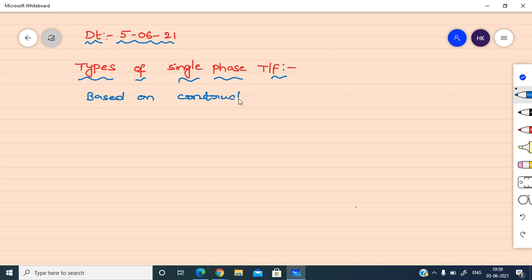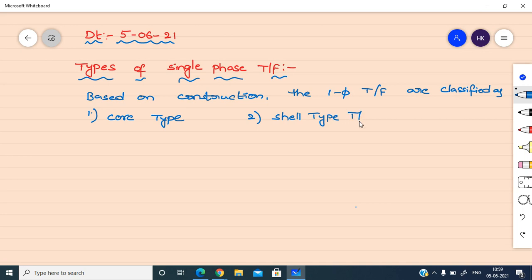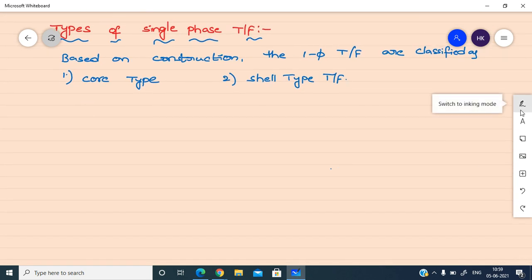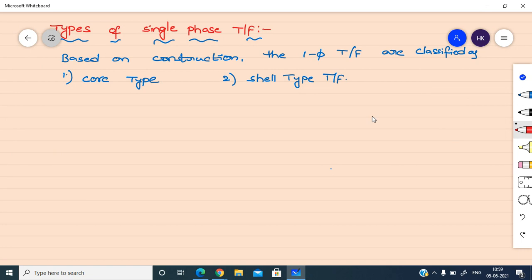So based on construction, the single phase transformer, in short we can write like this, T by F, classified as first one core type transformer, and second one shell type transformer. So let us see the first one, core type transformer.